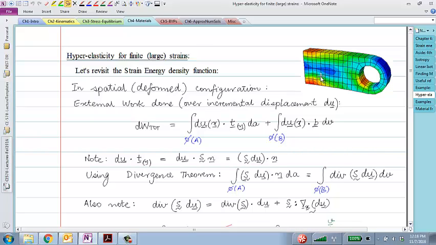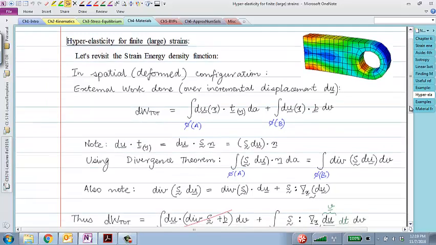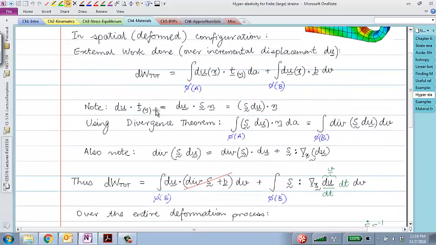Force times displacement is work done, right? That's exactly what these two terms are capturing. And by writing traction as stress times normal, then rearranging that because stress is symmetric, using the divergence theorem, I can write that instead of a surface area term as a body term, divergence of S times du.